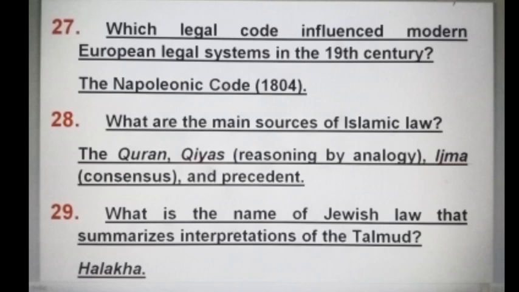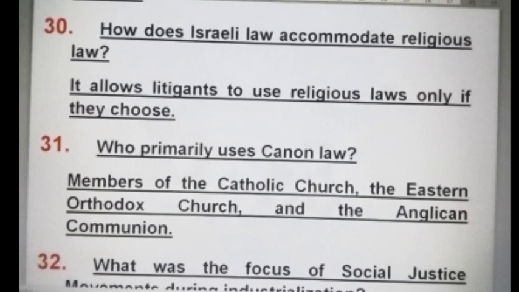What are the main sources of Islamic law? The Quran or Qiyas, that is, reasoning by analogy. Ijma, that is, consensus, and a precedent. What is the name of Jewish law that summarizes interpretations of the Talmud? Halakha. How does Israeli law accommodate religious law? It allows litigants to use religious laws only if they choose.